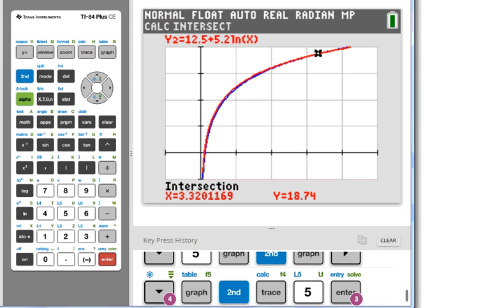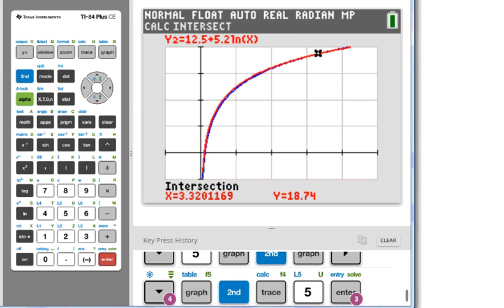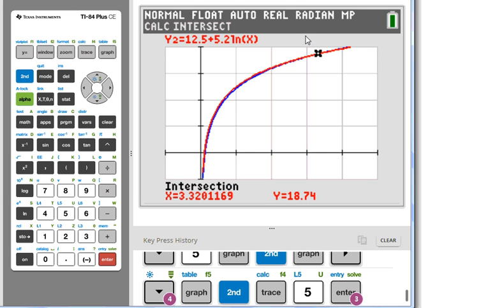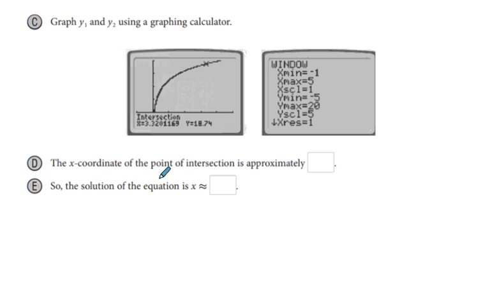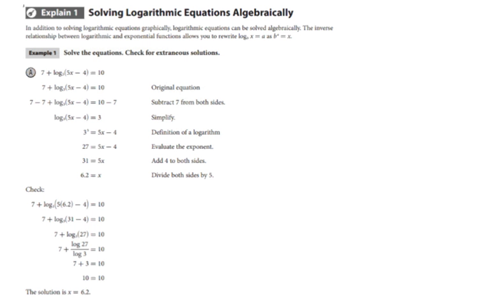So that's our solution, not the y value. So we'll say graphically, x is approximately equal to 3.32. Okay, and then we'll just go on here. Solving logarithmic equations algebraically, and they give an example here of going through that.